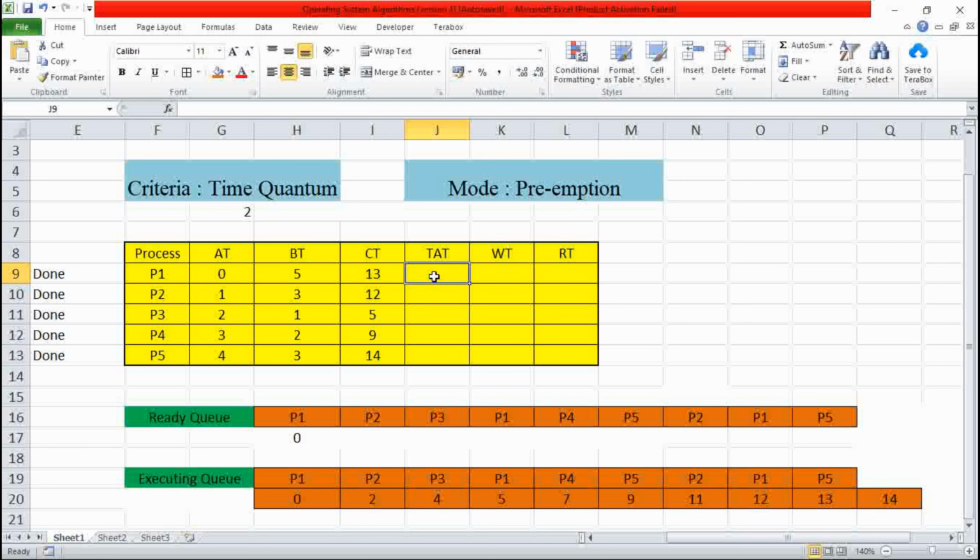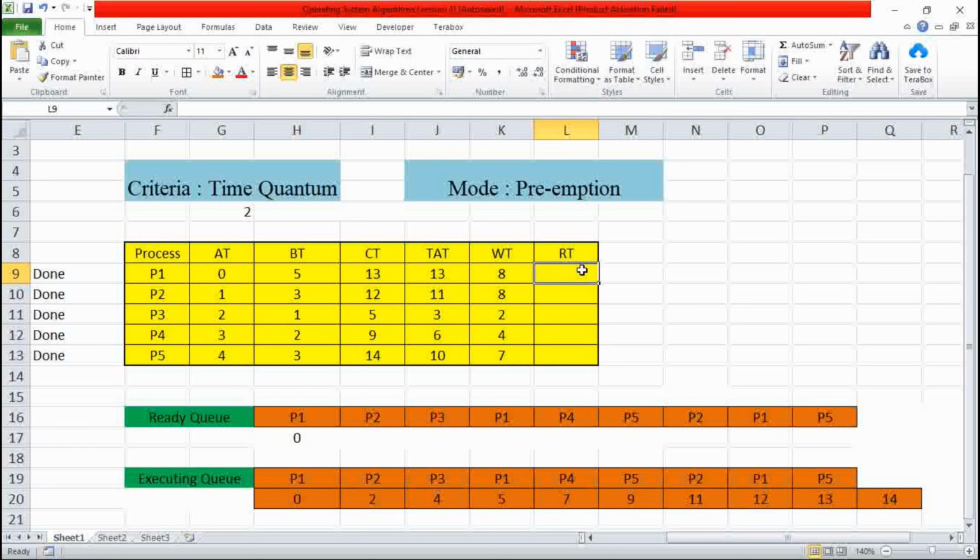Now turnaround time, which will be 13 minus 0 becomes 13. 12 minus 1 is 11. 5 minus 2 is 3. 9 minus 3 is equal to 6. 14 minus 4 is equal to 10. Now waiting time. 13 minus 5 is 8. 11 minus 3 is 8. 3 minus 1 is 2. 6 minus 2 is 4. 10 minus 3 is equal to 7.